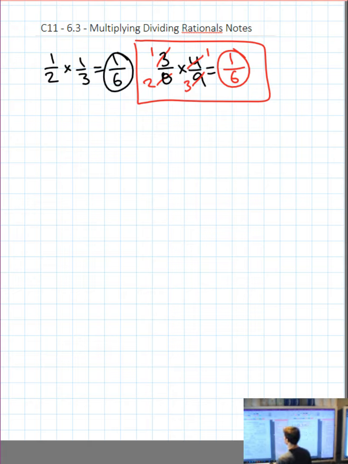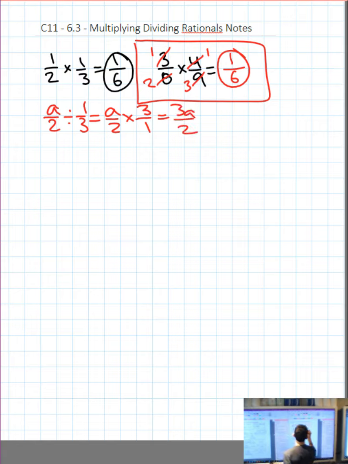There's an interesting version of cross canceling. Well, the theory behind it, and then how to do it like I just did. Okay, let's remember fractions. So let's take a over 2 divided by 1 over 3. Remember, we take a over 2 and we flip the second fraction and change to multiply.